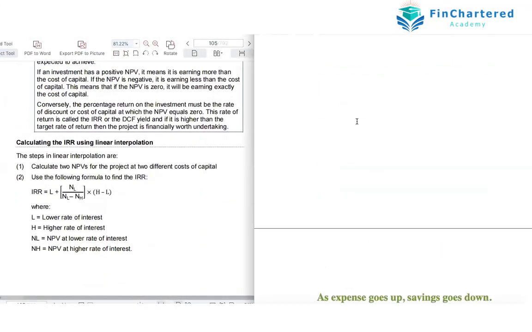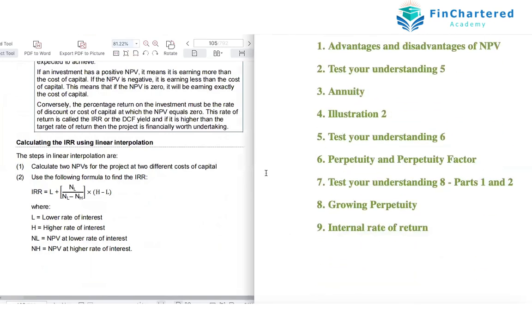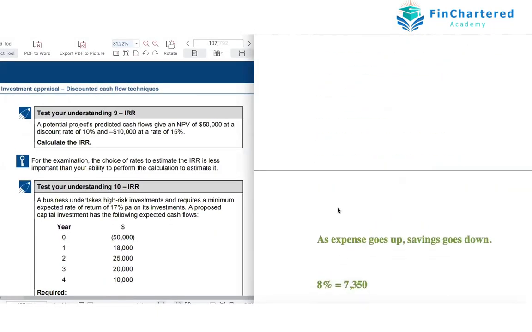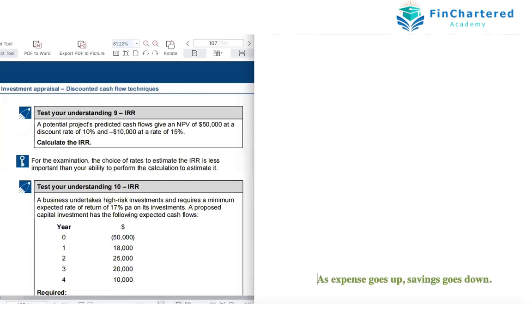Okay, guys, so with that, IRR is over. Now we're going to look at test your understanding 9. A potential project's predicted cash flows give an NPV of 50,000 at a discount rate of 10% and minus 10,000 at a rate of 15%. So this question is so straightforward. See, at 10%, you have a positive NPV. At 10%, you are positive.